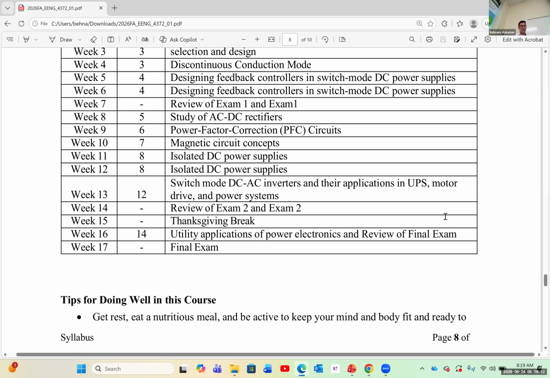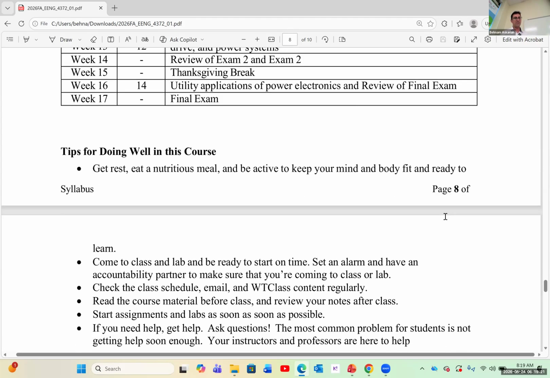Week 15 is Thanksgiving break. Week 16 is going to be utility applications of power electronics and review of a final exam. And week 17 is going to be the final exam.